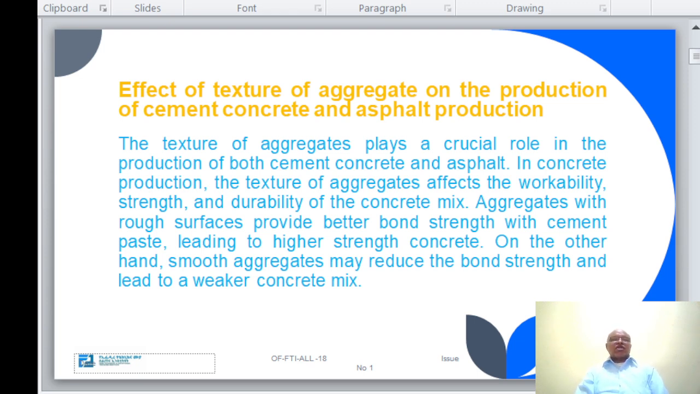However, smoother aggregates can improve workability and reduce water demand in the mix. On the other hand, rough textured aggregates provide better interlocking with cement paste, improving the strength and durability of concrete. The rough surface increases the bond between aggregate and cement paste, enhancing the mechanical properties of the concrete.